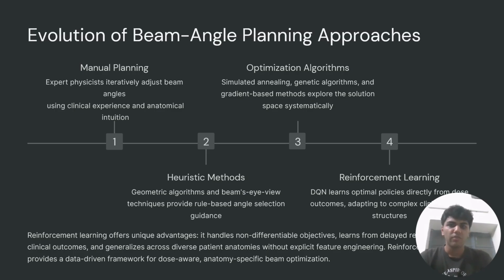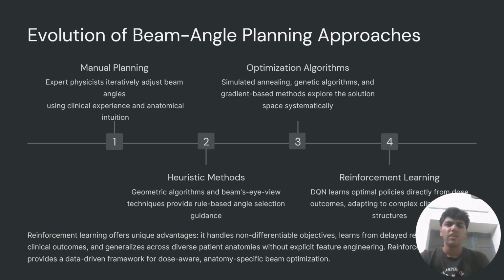Now we arrive at reinforcement learning. Reinforcement learning presents a fundamentally different paradigm. Instead of hand-coding heuristics or trying to exhaustively search the space, we train an agent to learn optimal beam angle decisions directly from patient anatomy and dosimetric feedback. It is able to capture nonlinear trade-offs, handle delayed reward signals, and potentially generalize to new patients without manual tuning.